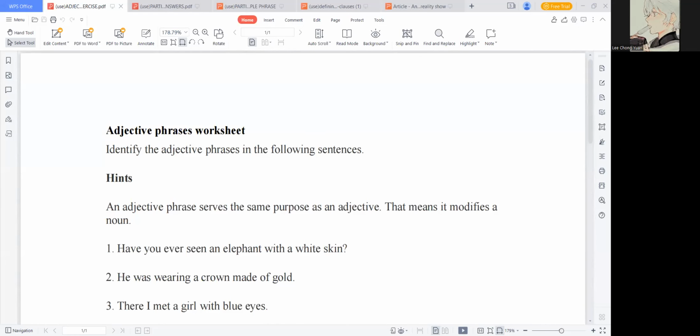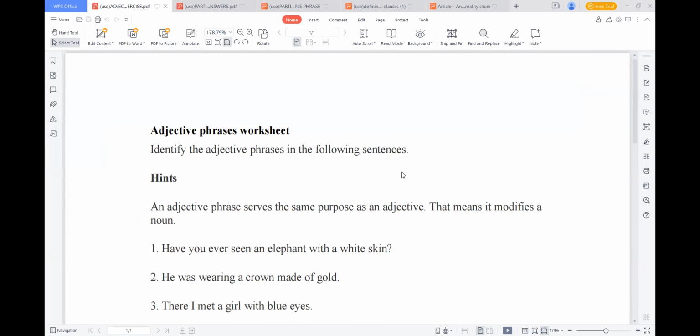Okay, so today we'll be looking at the adjective first. Adjective is used everywhere, and most of the time in both writing and speaking, because it will test whether you are able to master the language. If you are able to show adjective phrases, that means your language level is a little bit higher than the basic. So let's look at the adjective phrases worksheet here.